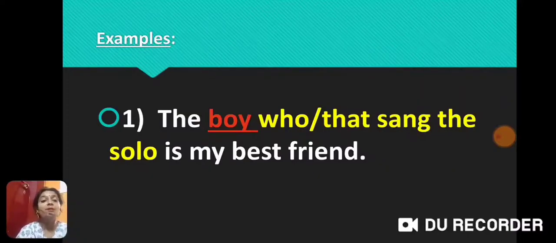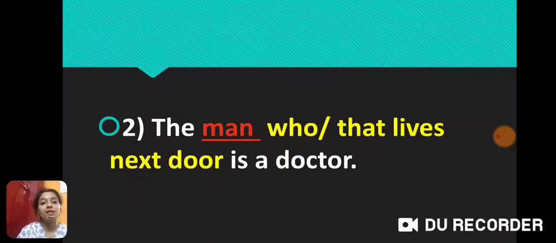Now let us take more examples. Second one, the man who or that lives next door is a doctor. Here also the yellow highlighted part, who or that lives next door, is giving us information about the man, and man is the noun in the sentence.